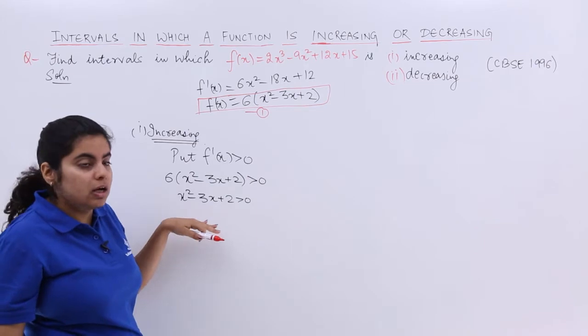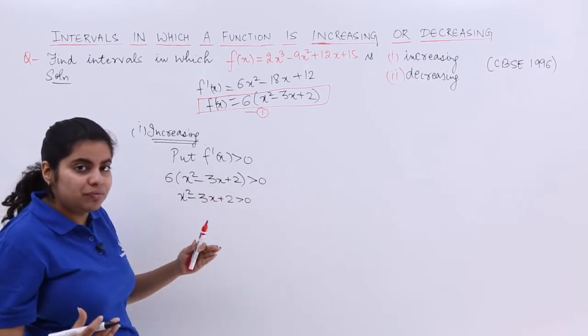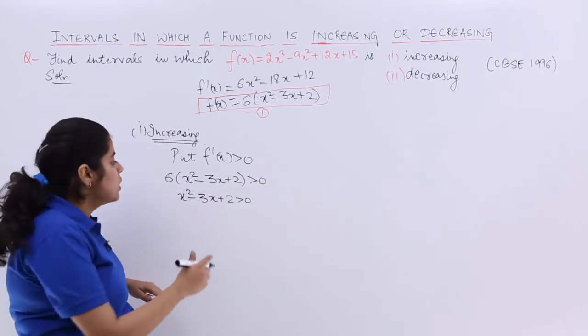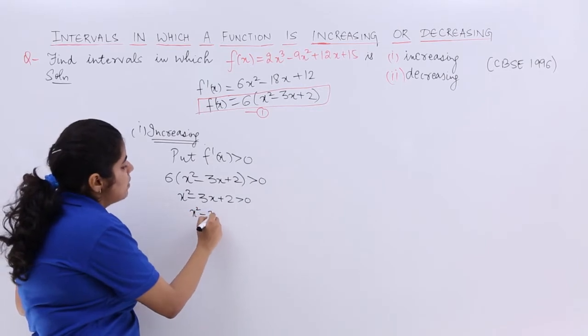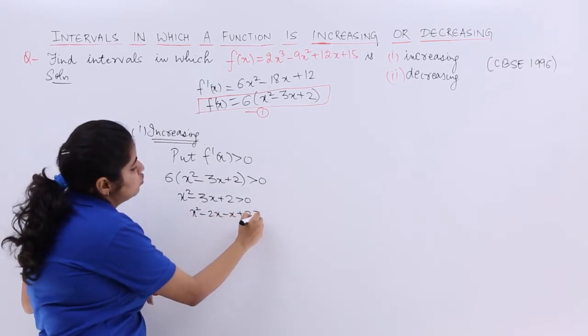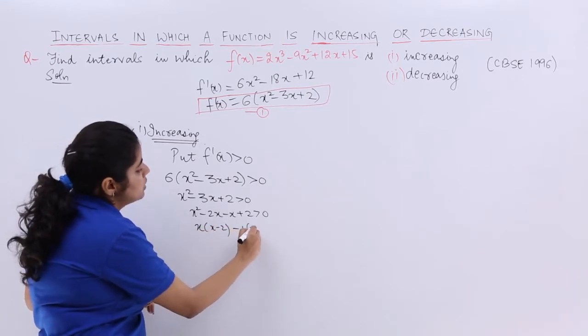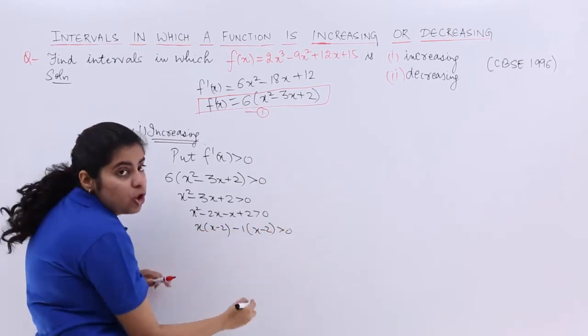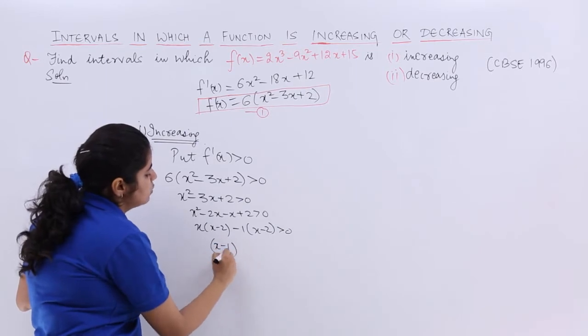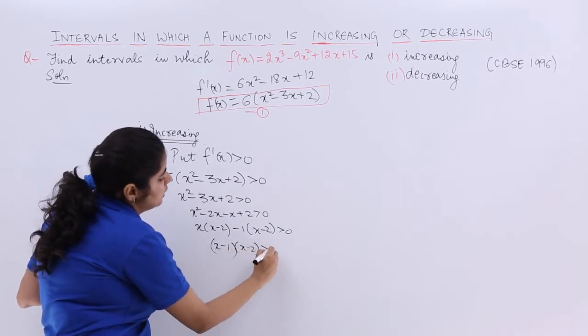Can you put it in such a form that there are two factors? Yes, you can split the middle term. So it is nothing but x² - 2x - x + 2 greater than 0. Taking things common, x(x - 2) - 1(x - 2) greater than 0, or simply speaking (x - 1)(x - 2) greater than 0.